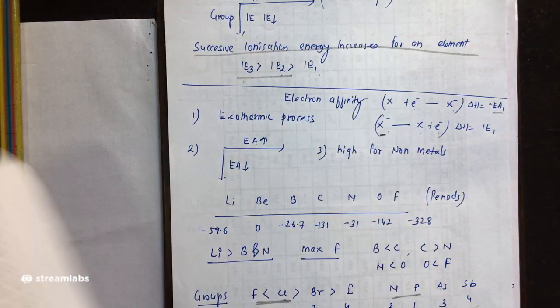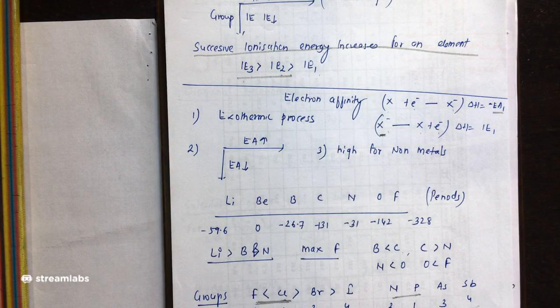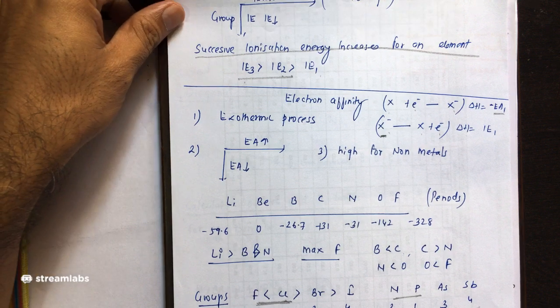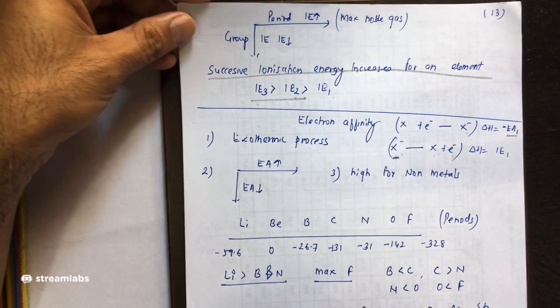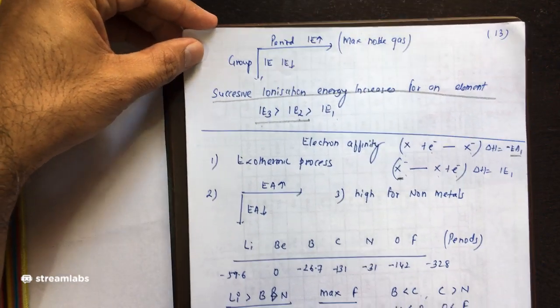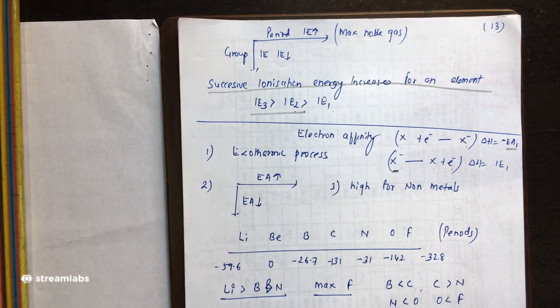I hope you have understood. Next, when you go across the period, ionization energy increases, with the maximum for noble gases, and when you go down the group, ionization energy decreases. And successive ionization energy for an element is IE3 greater than IE2 greater than IE1.